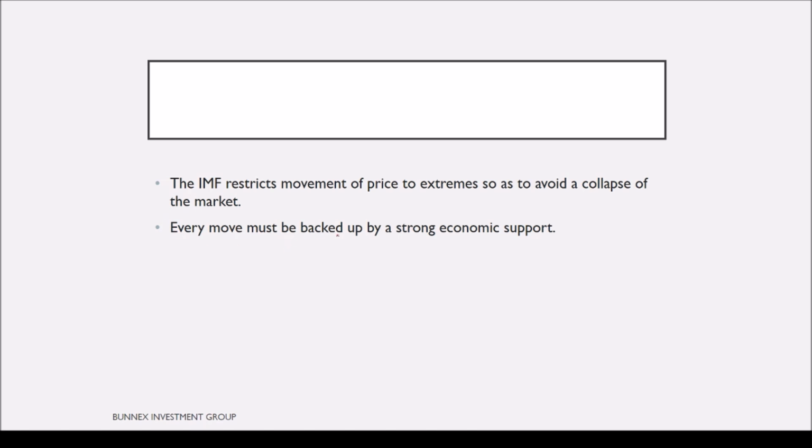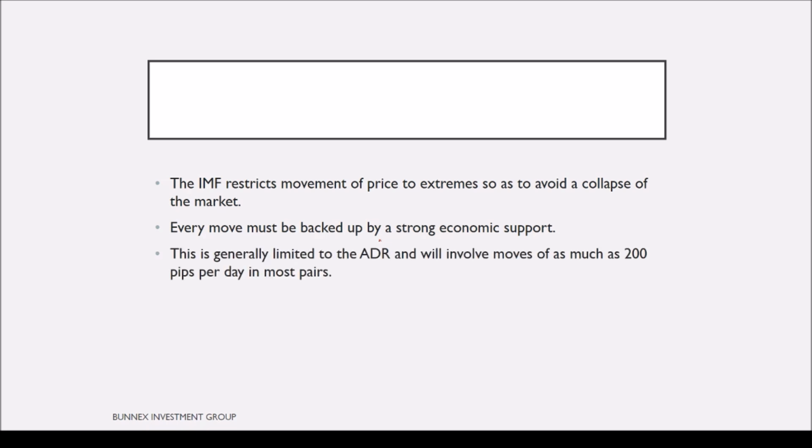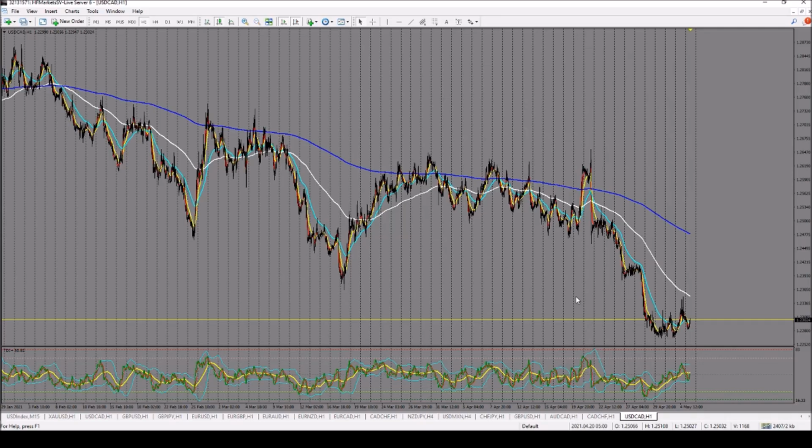So every move must be backed up by strong economic support. With these facts in place, we would know that the ADR will hold. So this general limit applies to the ADR, and it involves moves of as much as 200 pips per day in most pairs. So now let's go over the charts and learn everything, how to combine the ADR as well as the Elliott waves. Right, so this is USD against CAD, and we are going to try to fit in what we have learned.